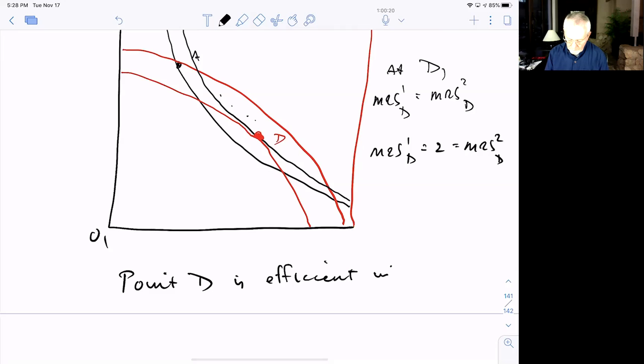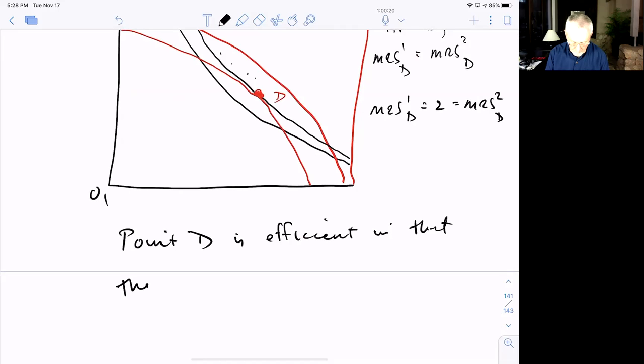In that there are no more beneficial trades, mutually beneficial trades.